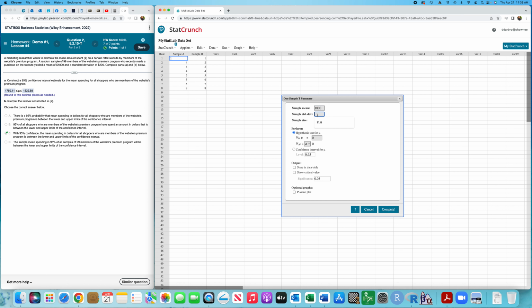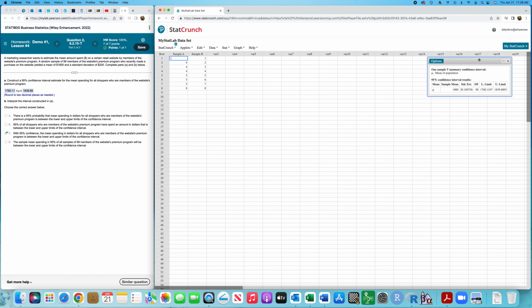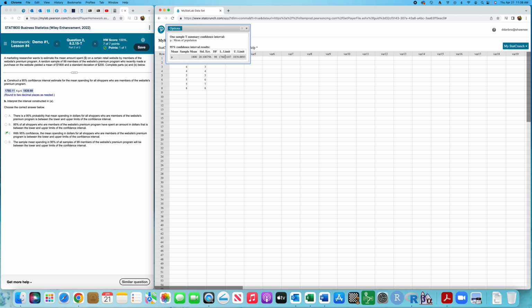The standard deviation is given to be 200, and we have a sample size of 99. Select confidence interval. We need 95, which is the default. And so we hit compute. And what you can see is we have 1760.11 to 1839.89. Now, the next, interpret the interval constructed.